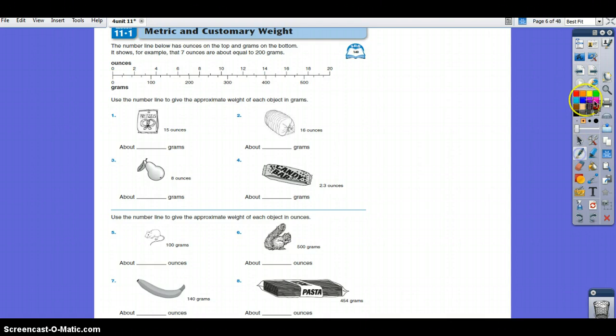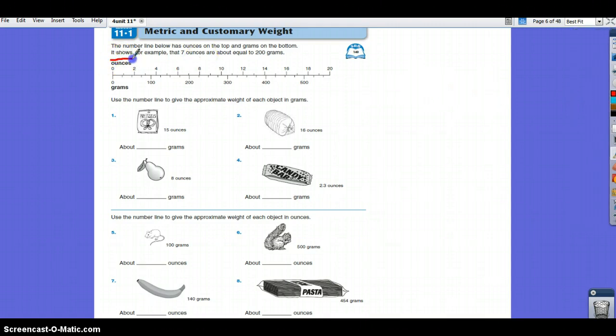Metric and customary weights. The number line below has ounces on top, as you see the word here, and it has grams on the bottom. So you need to figure out, by using this number line, the answers to the following problems. So it says using the number line to give the approximate weight of each object in grams. Well, if this weighs 15 ounces, I would go up here, find where a 15 would be, and it would be between 14 and 16. And about how many grams does that equal? You're right, about 425.